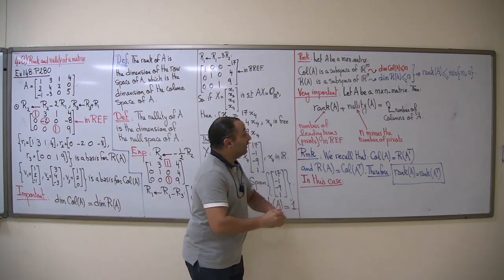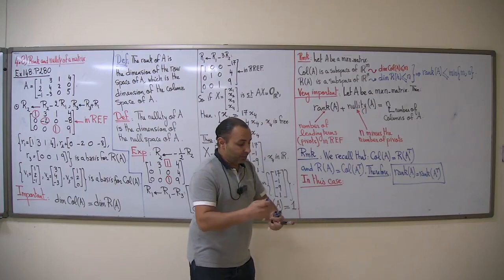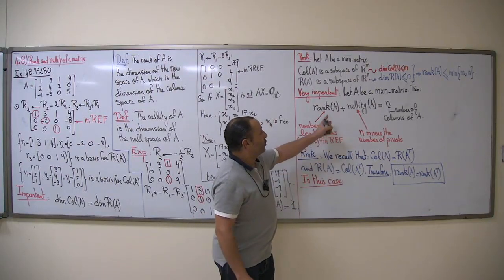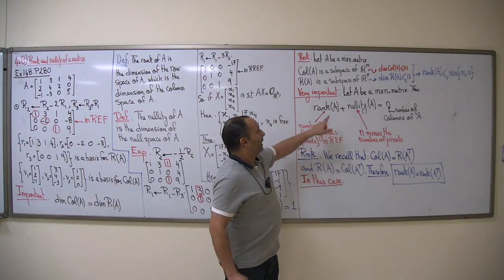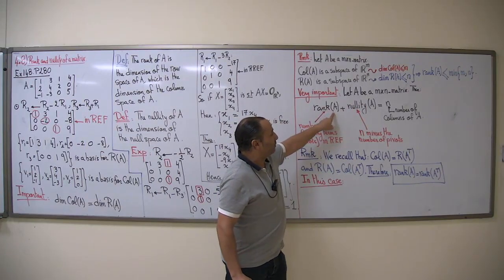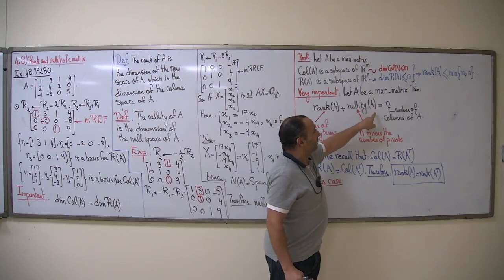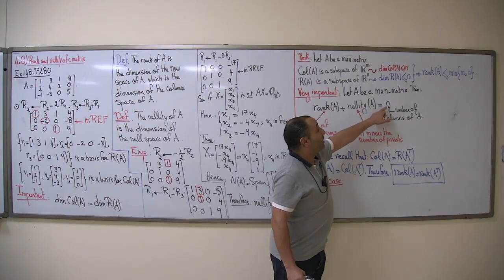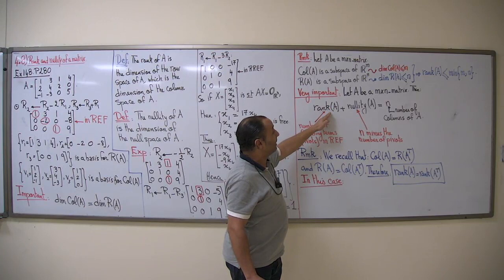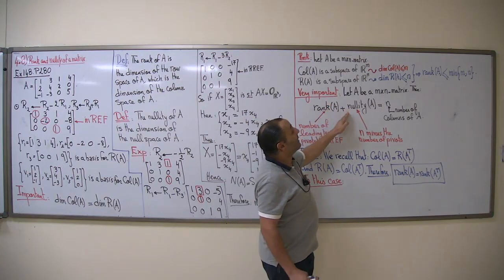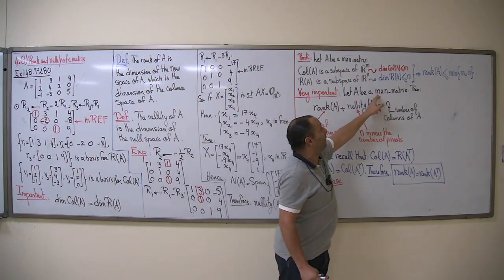I'm going to write this one for the transpose, A transpose. So normally, if I replace A by A transpose, what should I get? I should get the rank of A transpose plus nullity of A transpose is equal not to N here, but M. But since rank of A transpose is equal to rank of A, I will obtain another equality that is the following: rank of A plus nullity of A transpose is equal to M.